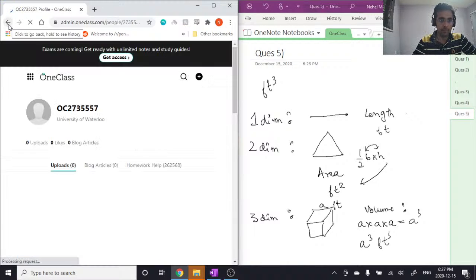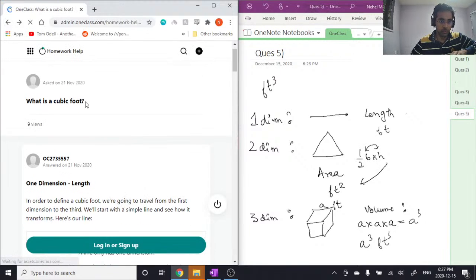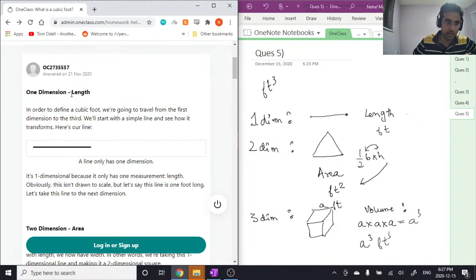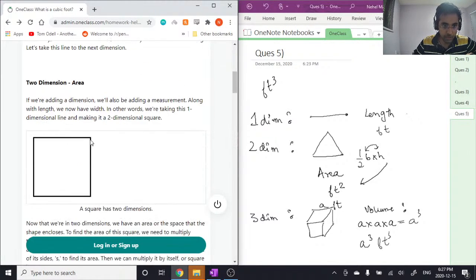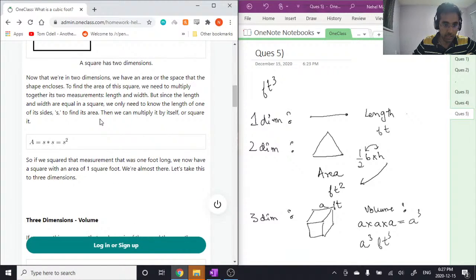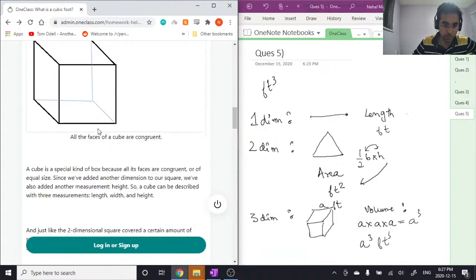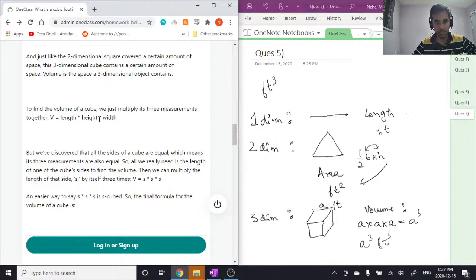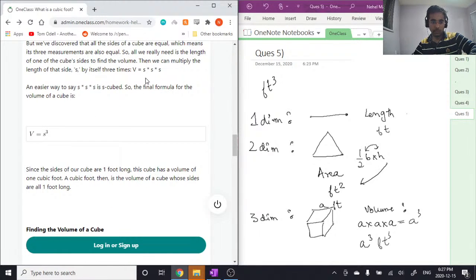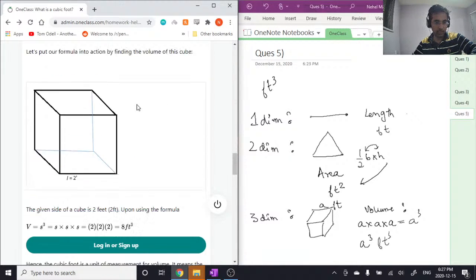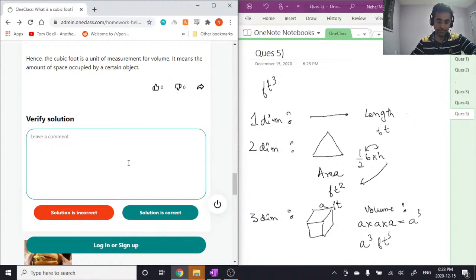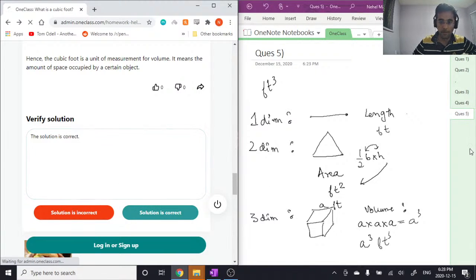Okay. So one dimension is length, 2 dimensions is an area, and then 3 dimensions will be volume. Perfect. And then there is multiplication of the sides, so that's correct.